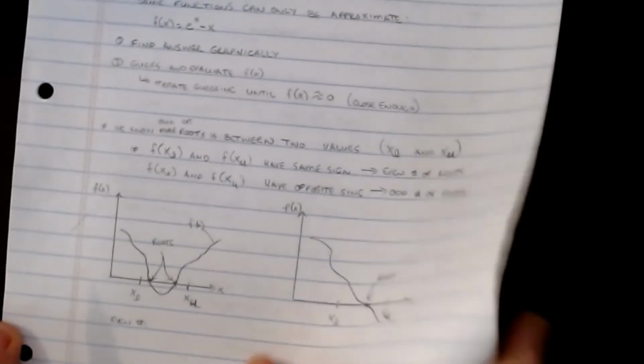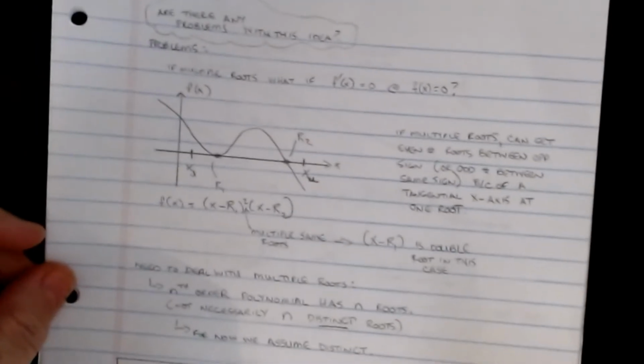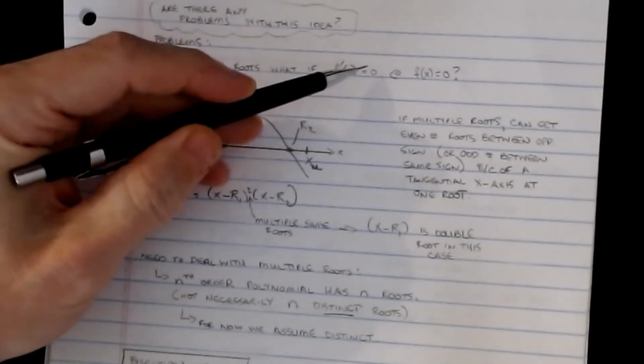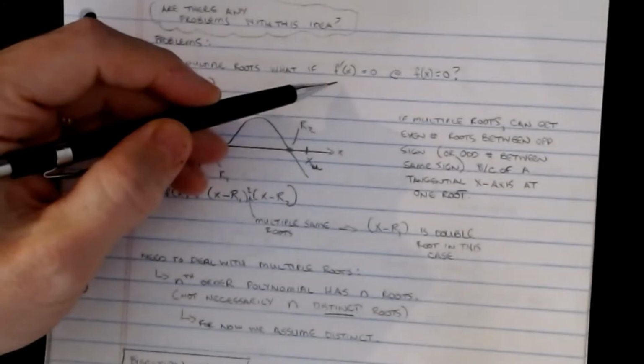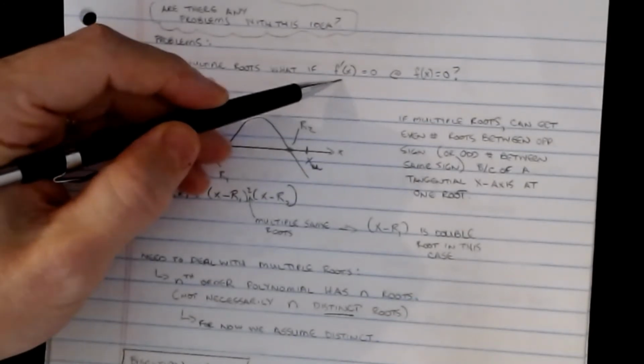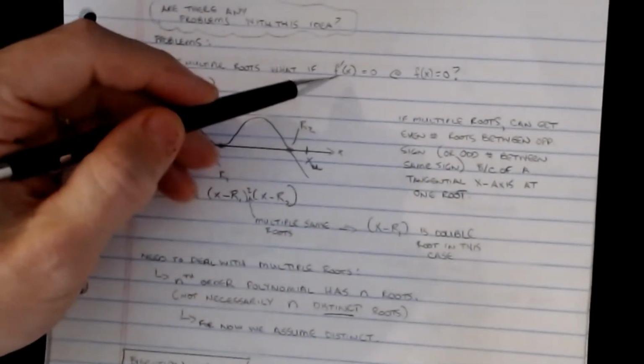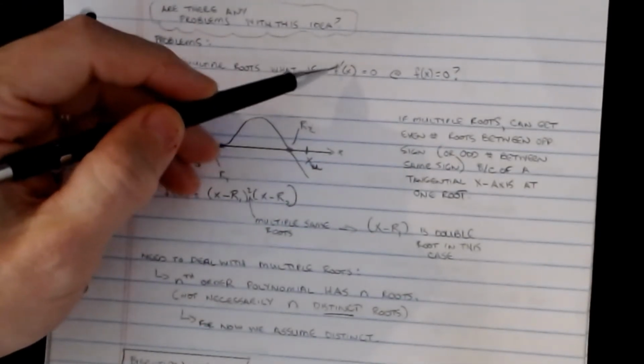There's no way to know the exact number of roots at the start of this process. Okay, which presents us with a potential problem. All right, say, are there any problems with this idea? Okay, well, the first problem that we have is, what if f prime of x, meaning the first derivative of my function, is equal to 0? Well, we know from calculus that if the slope is 0 at my root location, that means that I have either a maximum or a minimum that occurs.